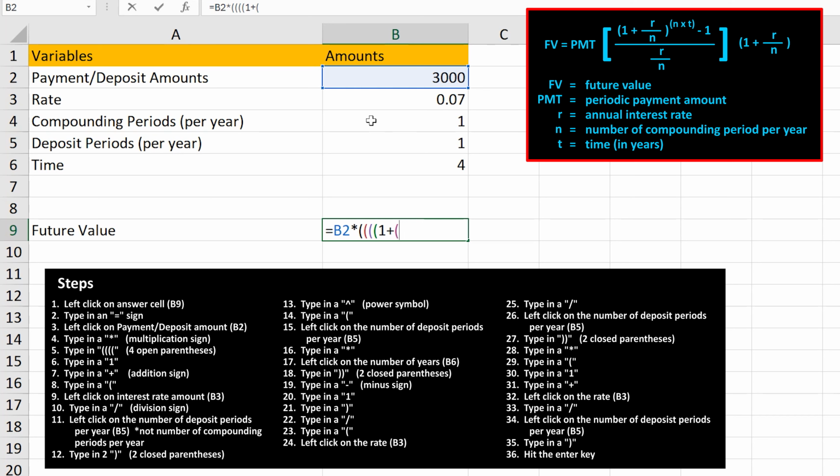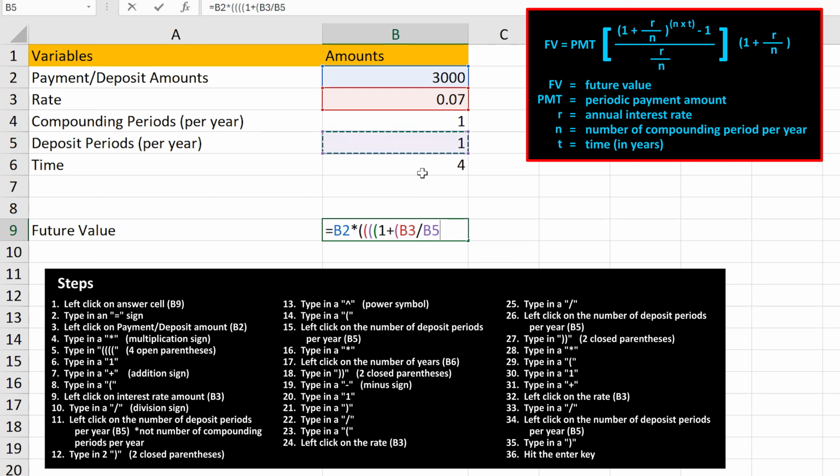Next, we need to left-click on the interest rate amount, cell B3. Then we type in a division sign, which is a / on the keyboard. Now we need to left-click on the number of deposit periods per year, cell B5. We always use the deposit periods. If the compounding periods do not match the deposit periods, then we have to adjust the interest rate, and we'll go through that in the next example.